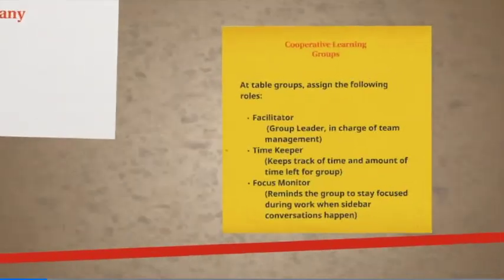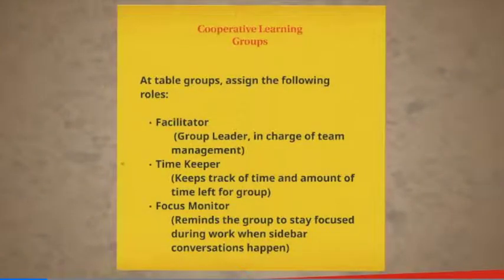During our quick discussion, somebody made a great suggestion. They said that something that would help groups run more efficiently is assigning jobs or tasks, and that's exactly what we're going to do for our cooperative learning groups. At the table groups, what we're going to have is a facilitator, a timekeeper, and a focus monitor. The facilitator is looked at as the group leader. They're in charge of team management. The timekeeper keeps track of the time and the amount of time left for the group.